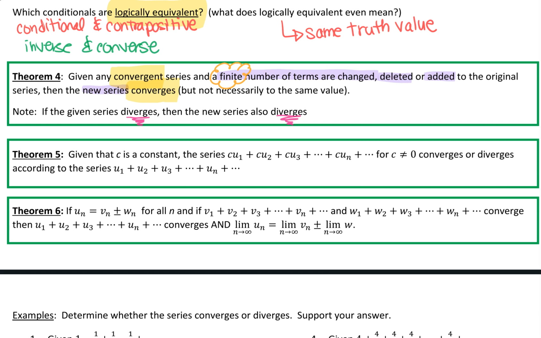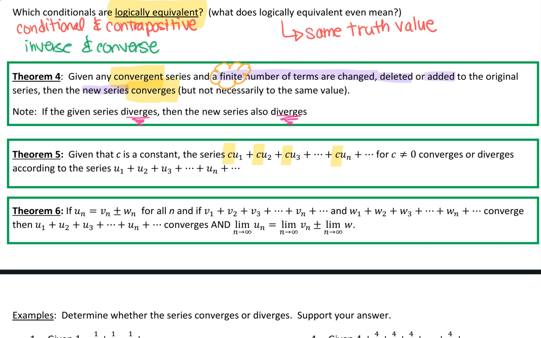Okay? Theorem 5 just says that if you take a series that you know what it does, and you multiply it by a constant, so C here is the constant, it's going to do the same thing. So given this series with C u1, C u2, C u3, and so on, C is a non-zero constant, because if it's 0, everything is 0. That series will converge or diverge according to the series without the C in it. So kind of like you're factoring out the C, working with the series, and then saying it's going to do the same thing if I multiply the C back in.